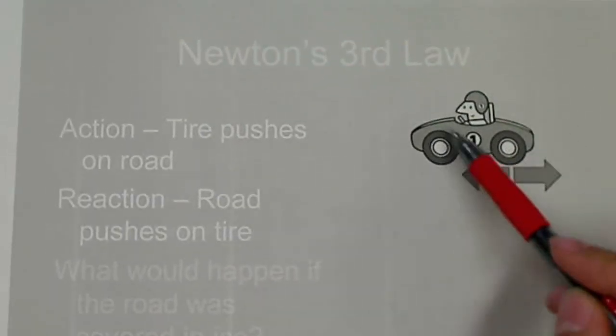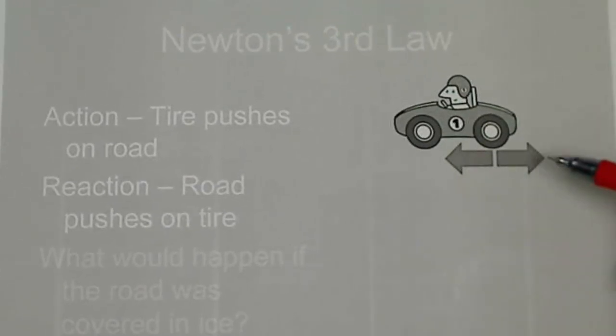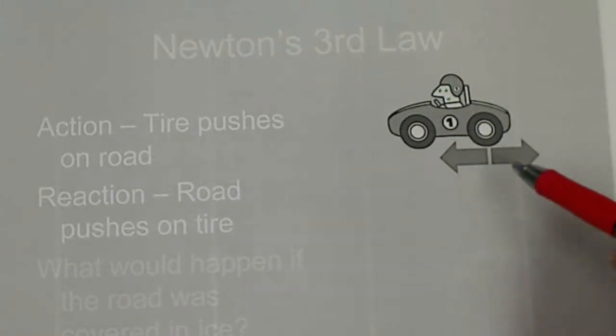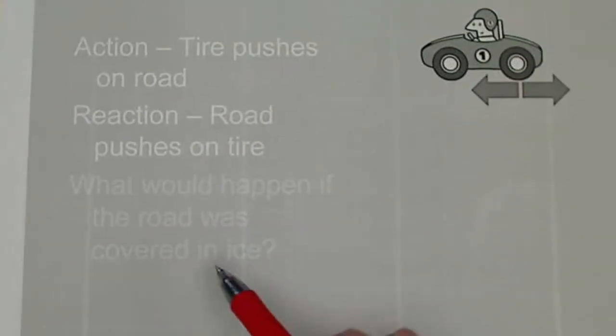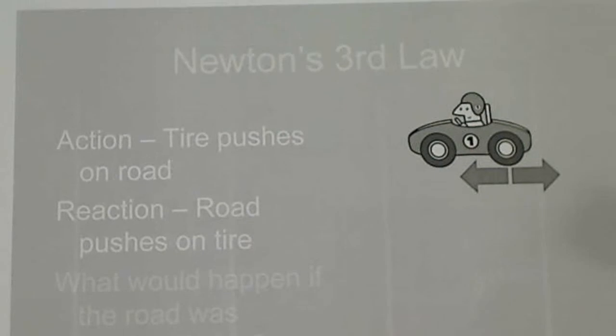Okay, we can think about this little car. Tires are rotating, they push on the road. So the tire is pushed this way. The road, equal and opposite, same amount of force, pushes the opposite direction. So equal is how strong, opposite is direction. Now if the road was covered in ice, we'd have less friction, which means we wouldn't be able to push on it as much, which means it wouldn't push back on us as much either.